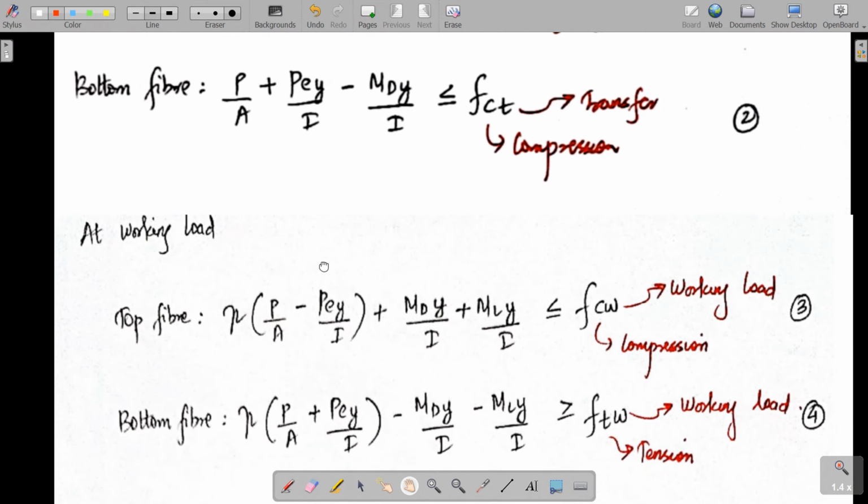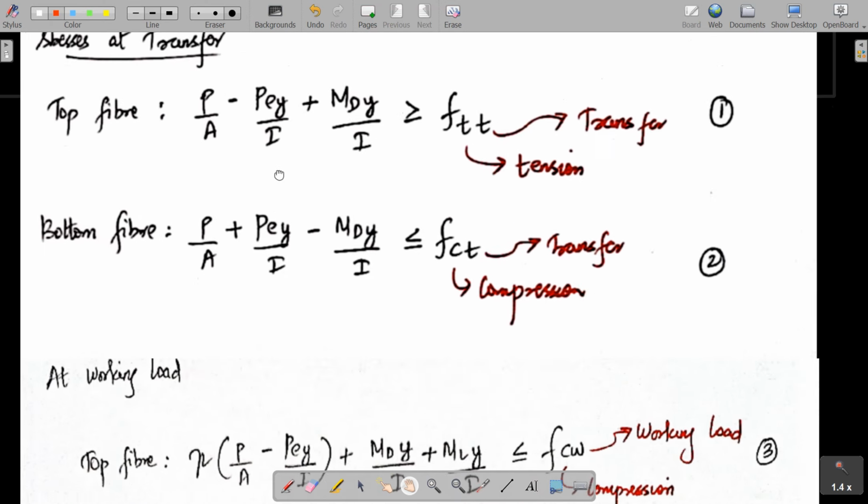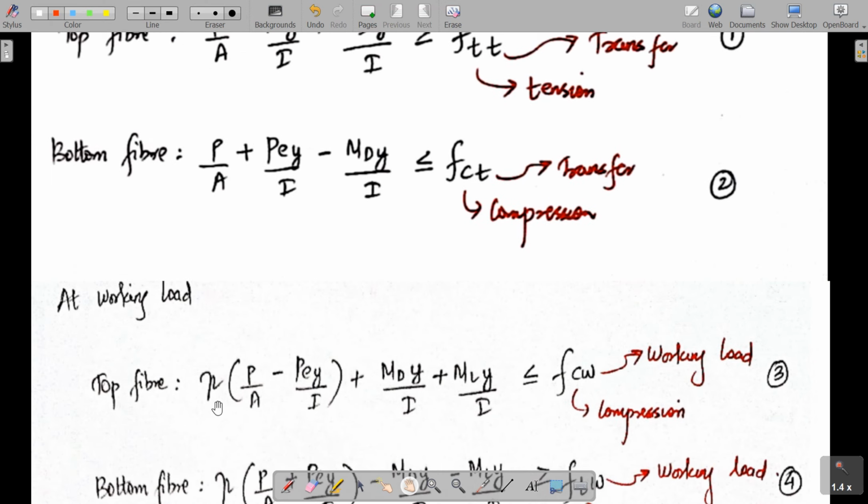Similarly, at working load, in the working condition, you have after all the losses the efficiency factor into P by A, that is, loss factor into P by A minus P into E into Y by I plus MD into Y by I, and here the dead and live load moment also comes in, and this must be less than FCW.